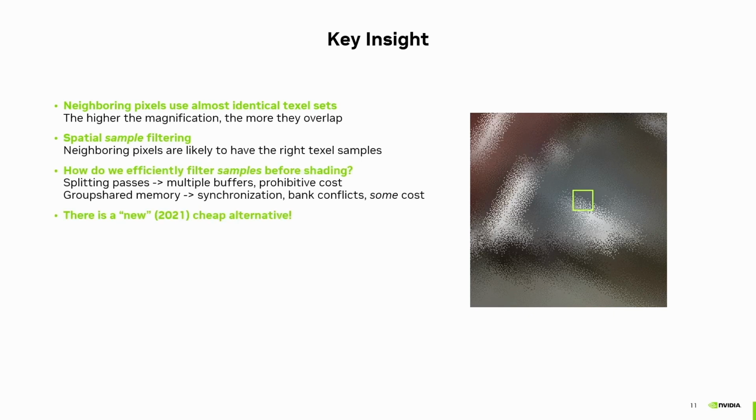And how do we do this efficiently? We would not want to split the material pass. We would not want to store all the input text cells in some buffers. This would be prohibitively costly. We considered using group shared memory, but if you ever program compute shaders, you know it's tricky: you need to synchronize, there are bank conflicts, it's complicated code, it's often architecture dependent, and it still costs something.